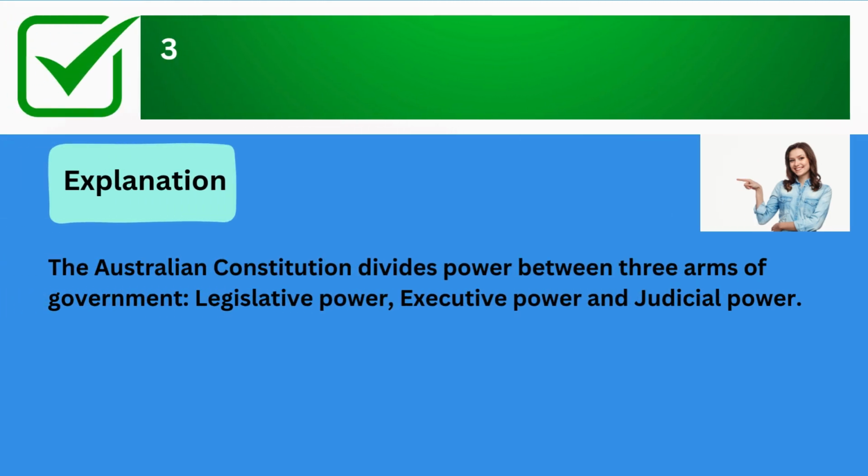The correct answer is 3. Explanation: the Australian Constitution divides power between 3 arms of government: legislative power, executive power, and judicial power.